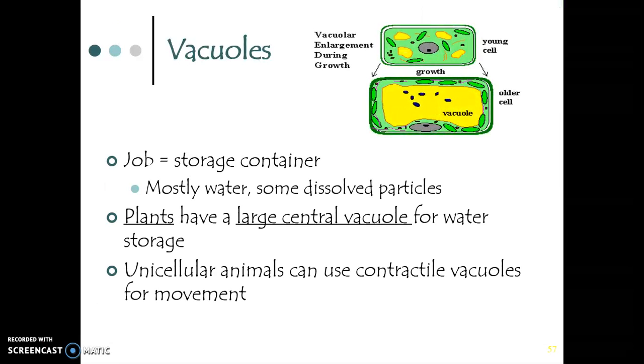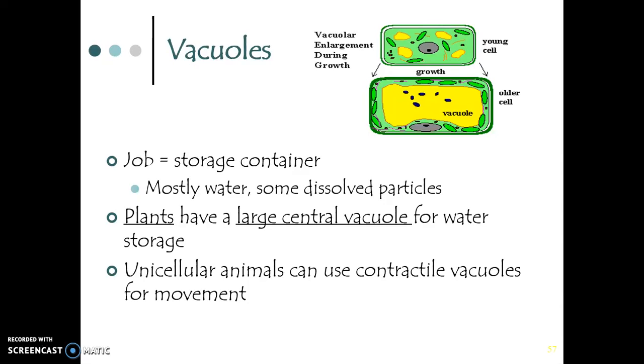Next, we're going to talk about vacuoles. Vacuoles are a place where you can tell the difference between plants and animals. Animals have lots of little small vacuoles, while plants have one giant vacuole called the central vacuole. The job of a vacuole is to act as a storage container. It's going to store mostly water, but it can also store some dissolved particles such as sugars and minerals that you may need later. But vacuoles are mostly a storage container for water.